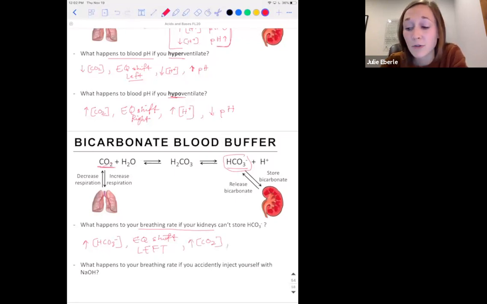And what happens to breathing? Will we need to breathe faster or slow our breathing down? We need to get rid of CO2. We have too much of it in the body now. So if we need to get rid of it, we need to exhale faster. So we need to hyperventilate. Yep.